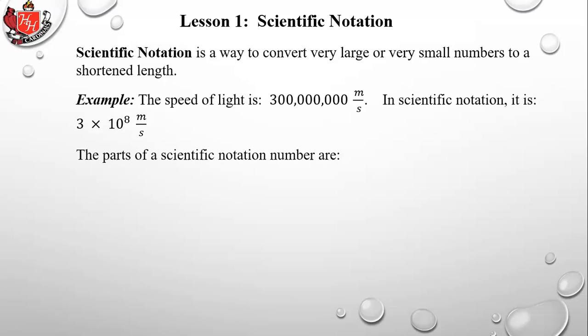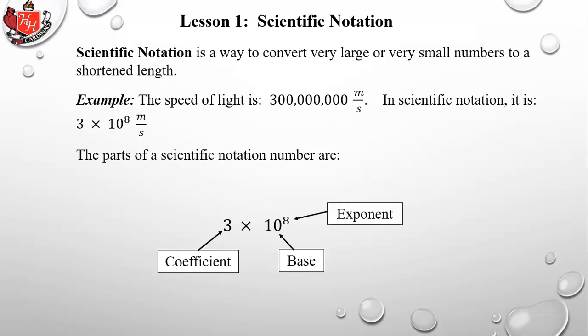The parts of scientific notation are 3 times 10 to the 8th. That's the coefficient, the number out front. That's the base 10, and we always use base 10 in scientific notation. And finally, the exponent, and that's to the 8th power.